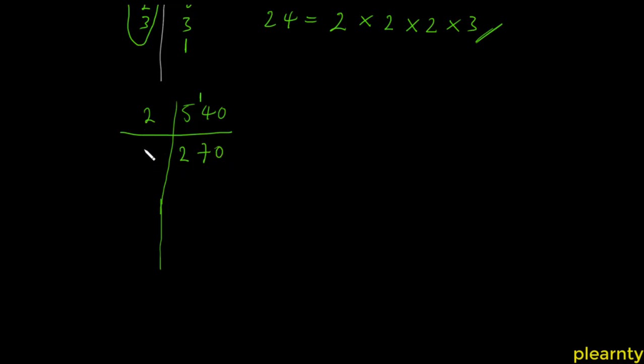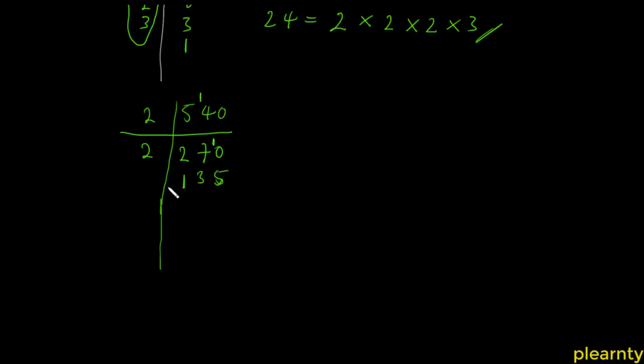Then divide by 2 again. This is 1, this is 3, remainder 1, this is 5. It's obvious that this cannot be divided by 2.